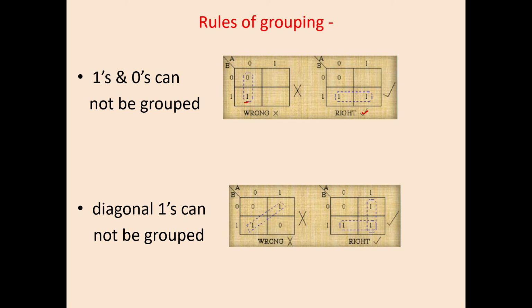Second rule is diagonal ones cannot be grouped. So here in the first K-map representation, the representation is wrong, as diagonal ones are grouped together, and this is wrong. This is not allowed. But we can group this in a straight fashion like this and this.